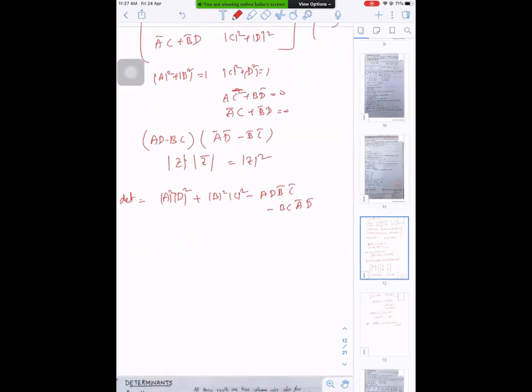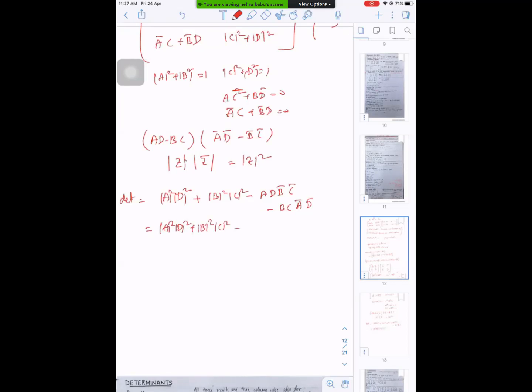Can you write anything by using this? Instead of AC bar, we can replace it with minus BD bar. In AD, B bar, C bar, this we are keeping the same. Then we'll get mod B whole square, and we'll keep that: mod B square, mod C square.